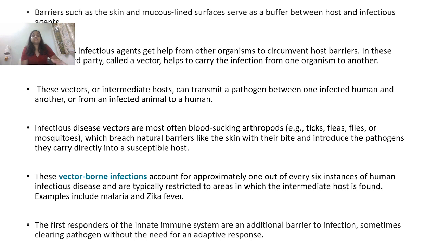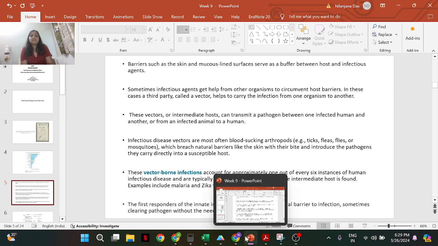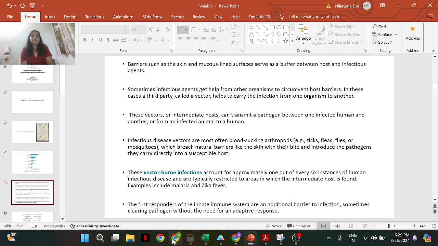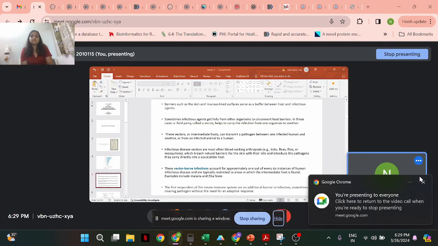Sometimes apart from the pathogen itself, there are certain other living organisms which help these pathogens to enter into our system. So this is a third party, and this is known as a vector, which helps to carry the infection from one organism to another. I know that everyone knows what a vector is, and you can easily tell an example which we see every day around us.